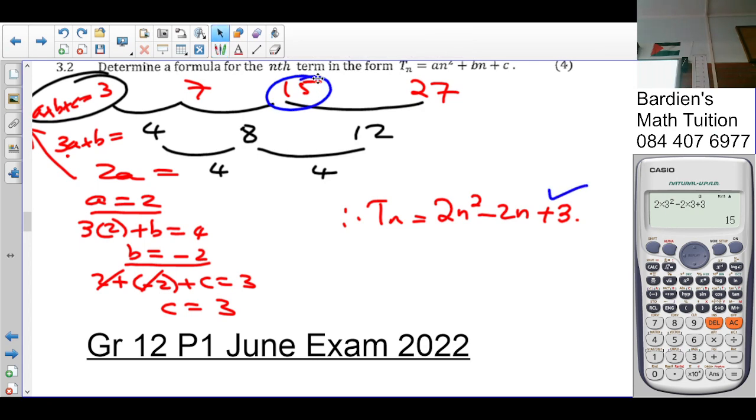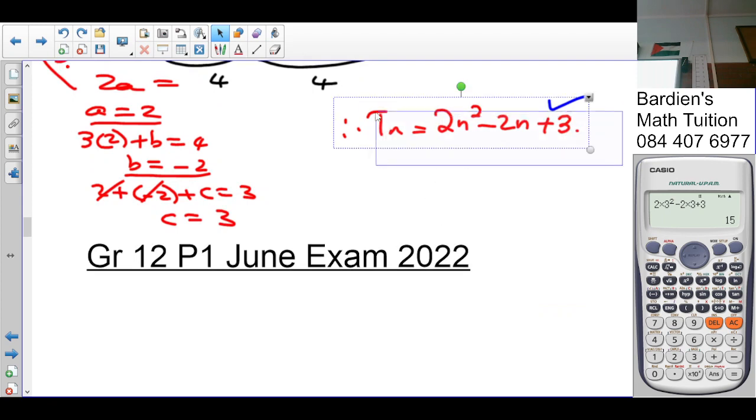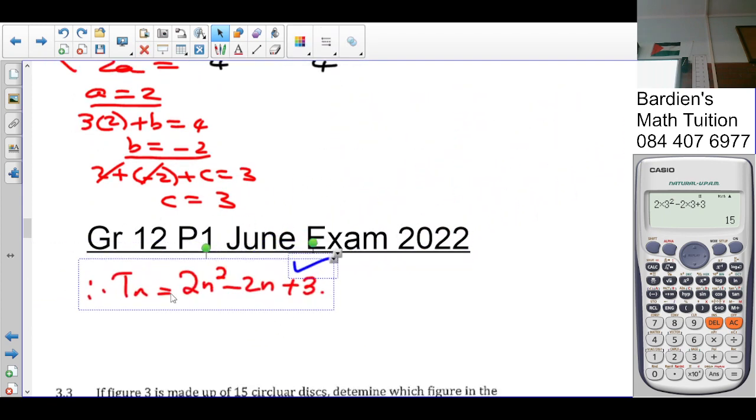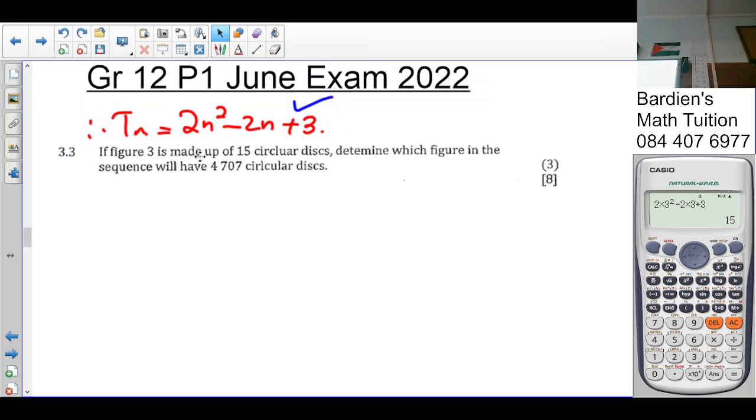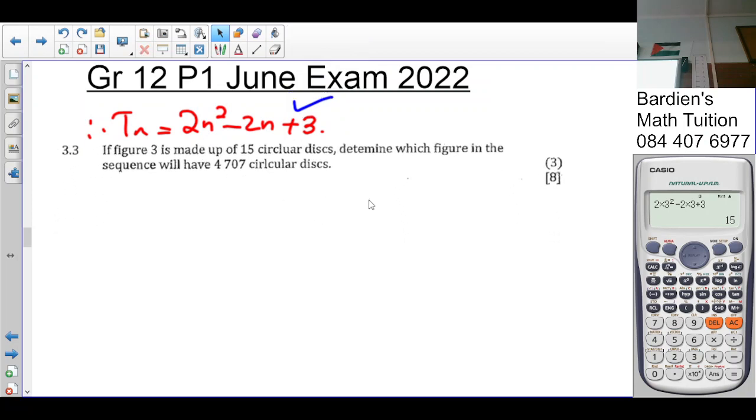Okay. Let's carry on with our lives. So I think we will read this here. Then we have said, if figure 3 is made up of 15 circular discs, determine which figure in the sequence will have 4,707 circular discs. So in other words, if that pattern continues, which figure number will have that?